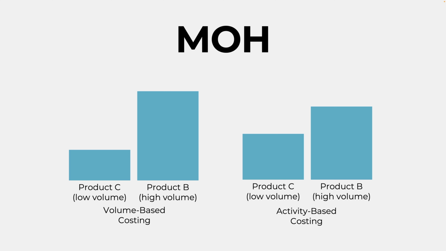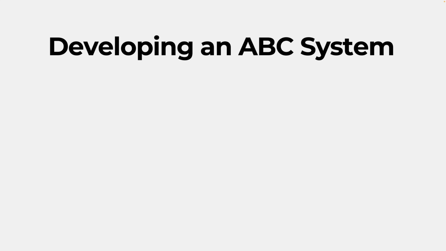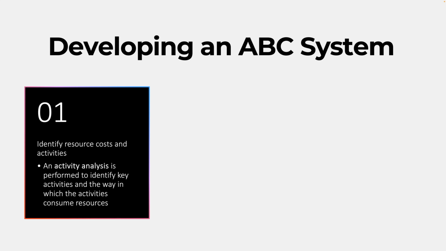So now let's take a moment to think about what are some of the steps that need to happen to develop an activity-based costing system in the first place. Well, there are at least 3 steps. 1, we should identify resource costs and activities. An activity analysis is typically performed to identify the activities and the way in which the activities consume resources.